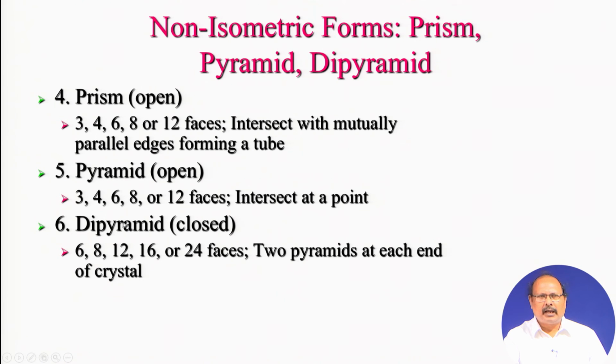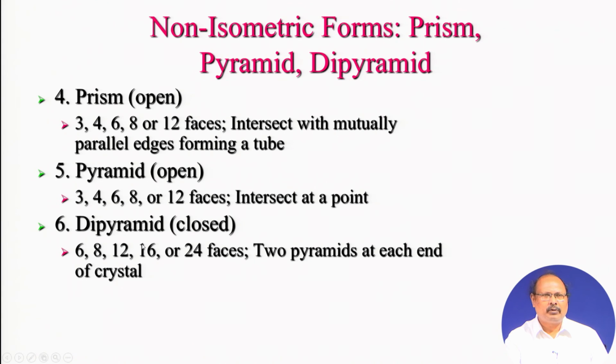And what will be a dipyramid? This will be a closed form here, and this is a collection of 6, 8, 12, 16 or 24 faces. Essentially, there are 2 pyramids at each end of the crystal. So, you see when we talk about pyramid, we just have a double of these values here. So, 3 becomes 6, 4 becomes 8, 6 becomes 12, 8, 16, 12, 24, and we will see why this is so.